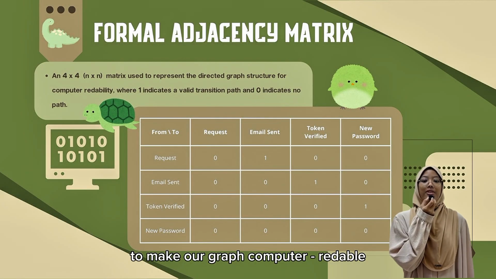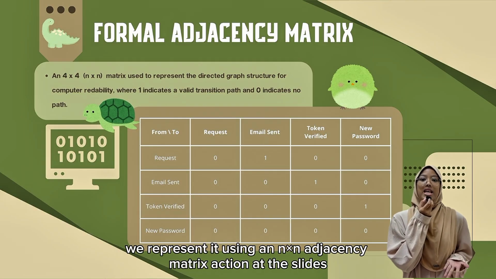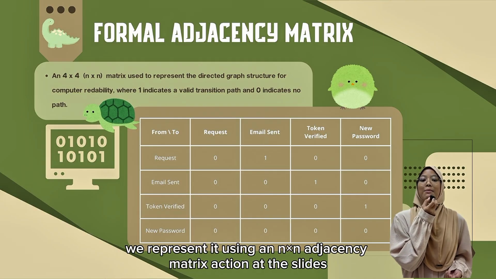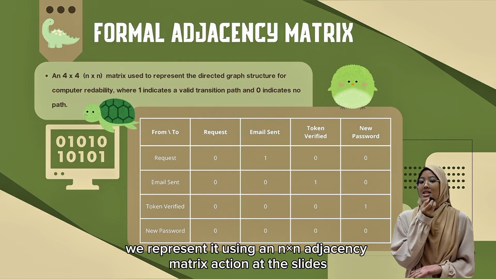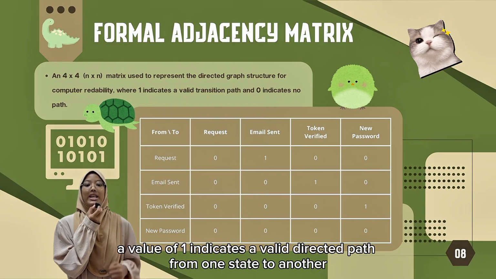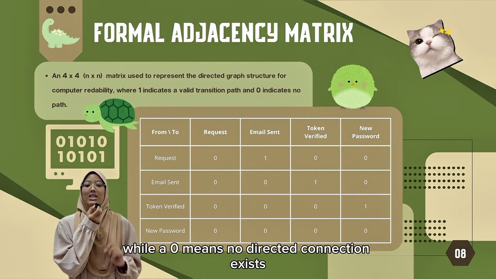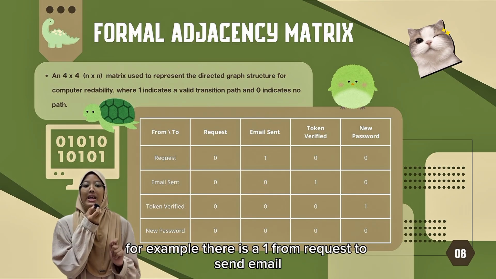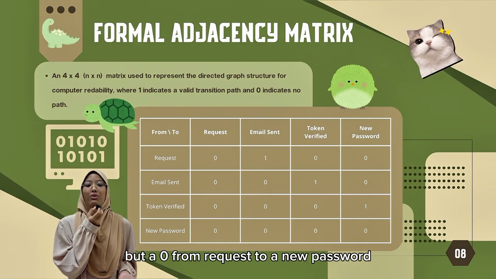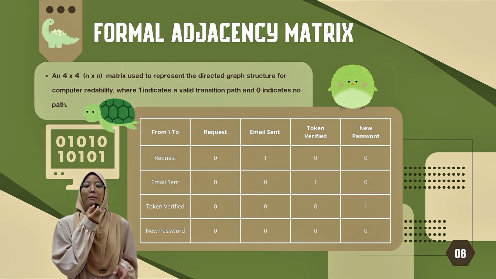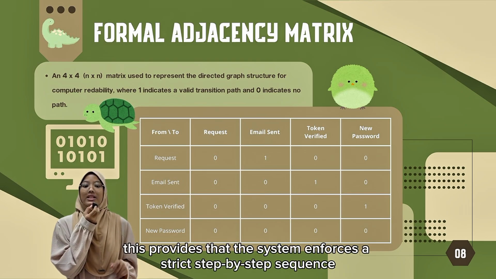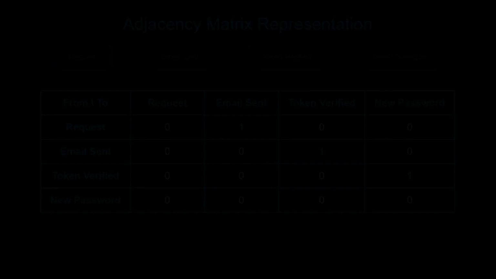To make our graph computer readable, we represent it using an n by n adjacency matrix, as shown on the slide. A value of 1 indicates a valid directed path from one state to another, while a 0 means no direct connection exists. For example, there is a 1 from request to email send, but a 0 from request to new password, mathematically proving that the system enforces a strict step-by-step sequence.